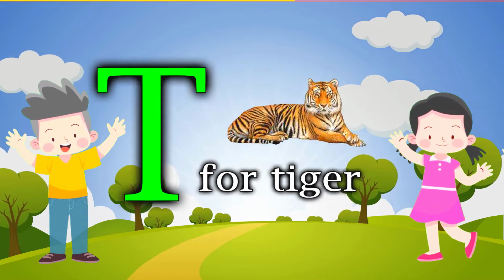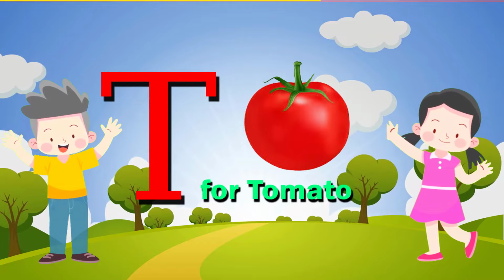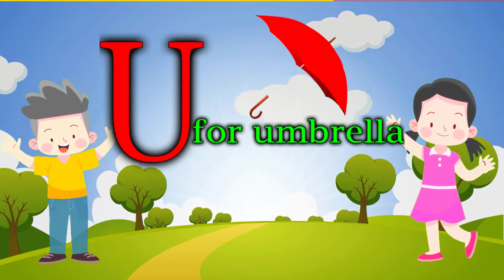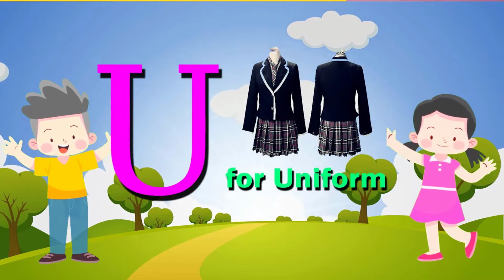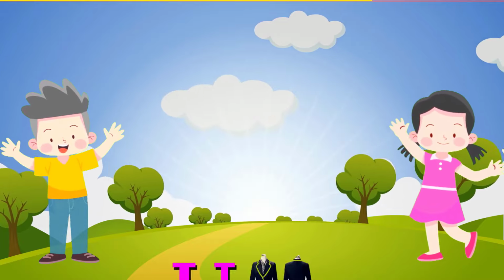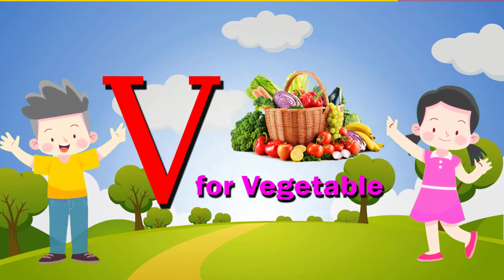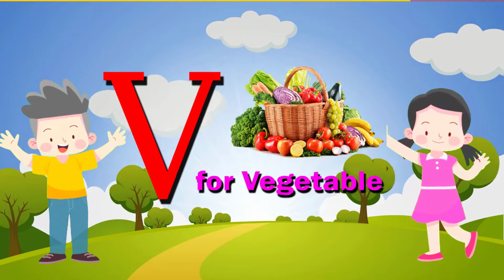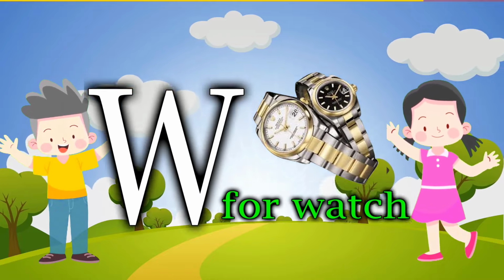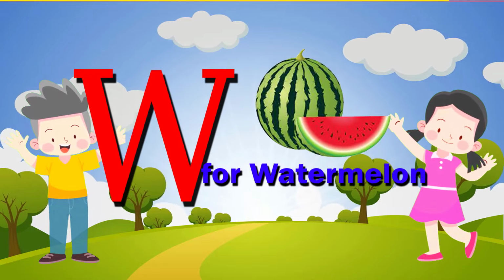T for tiger, T for tomato. U for umbrella, U for uniform. V for van, V for vegetable. W for watch, W for watermelon.